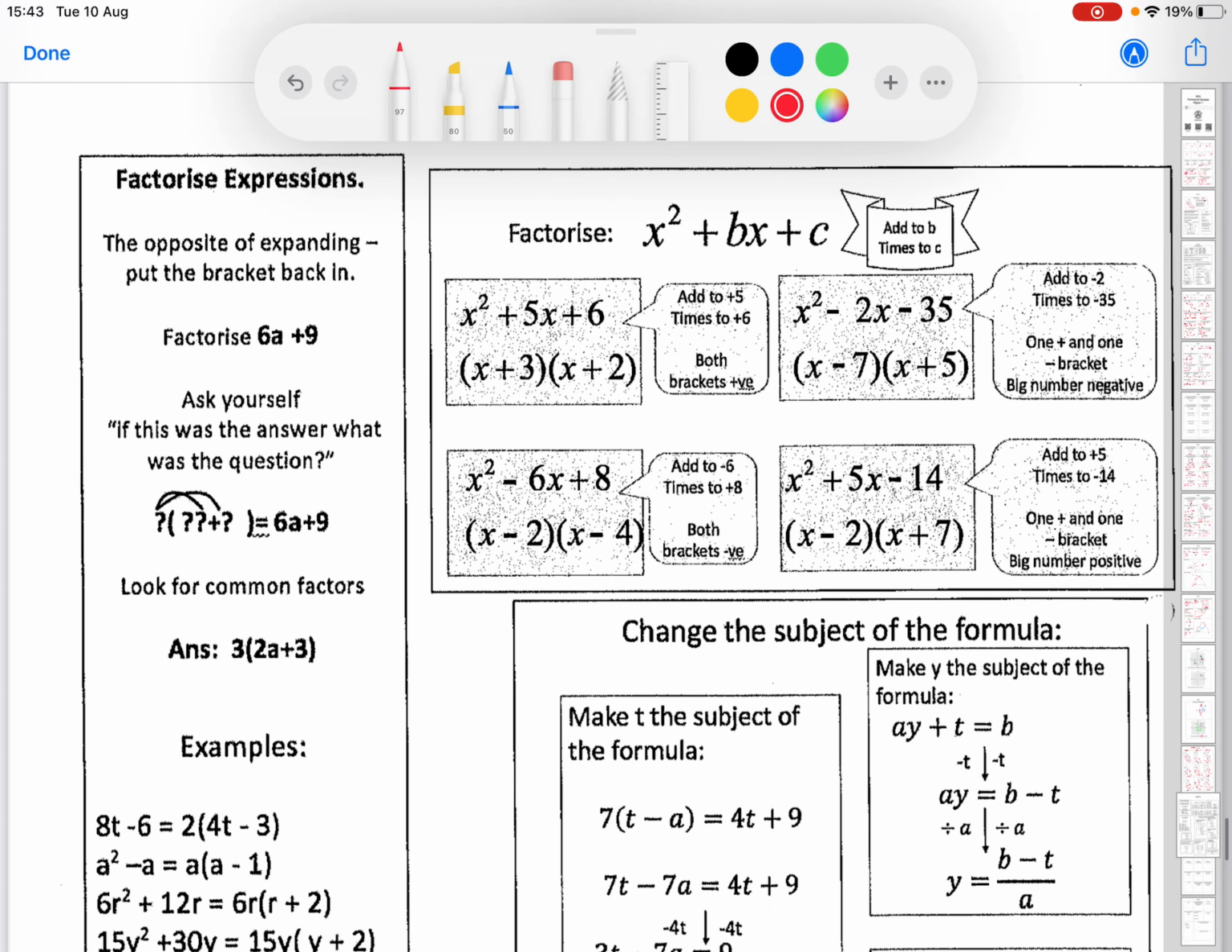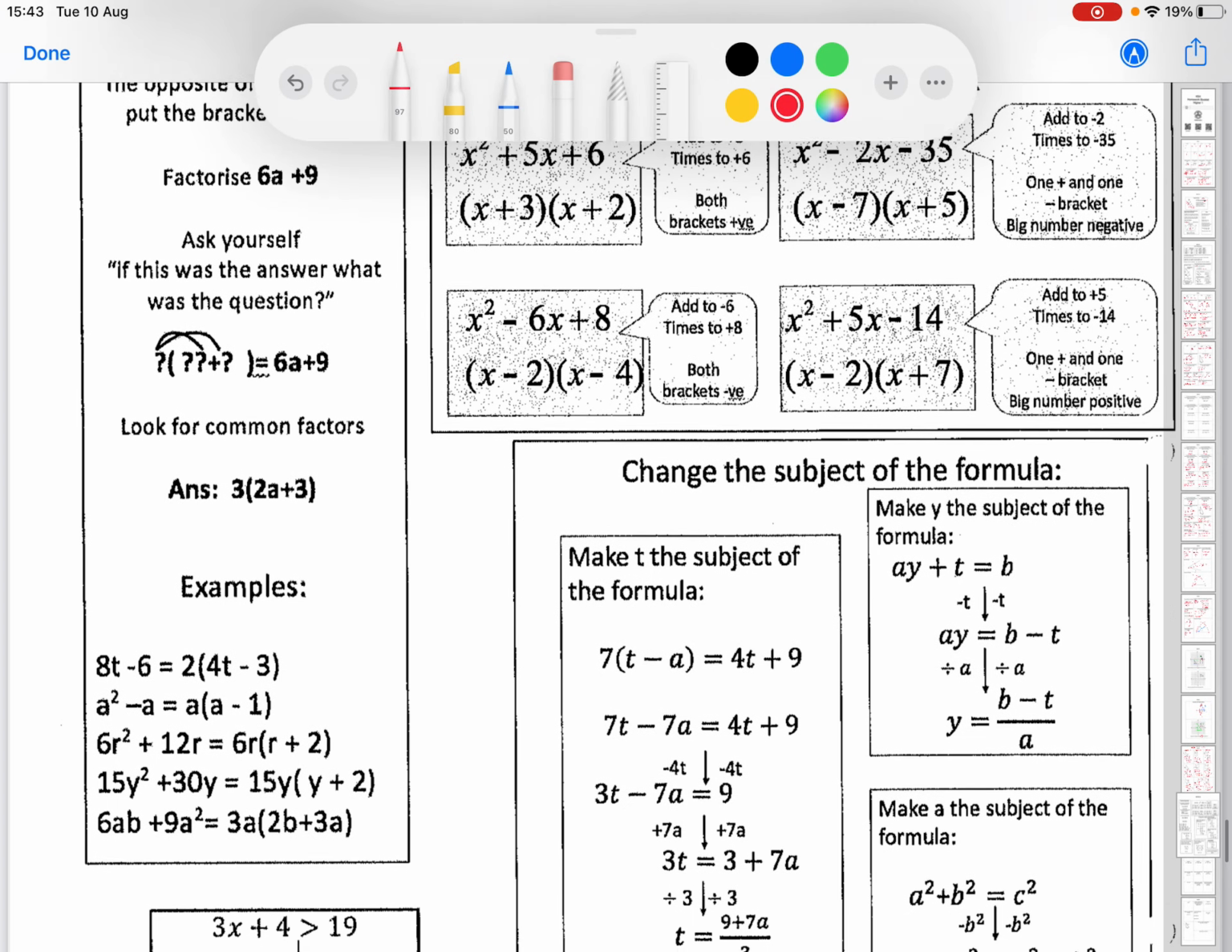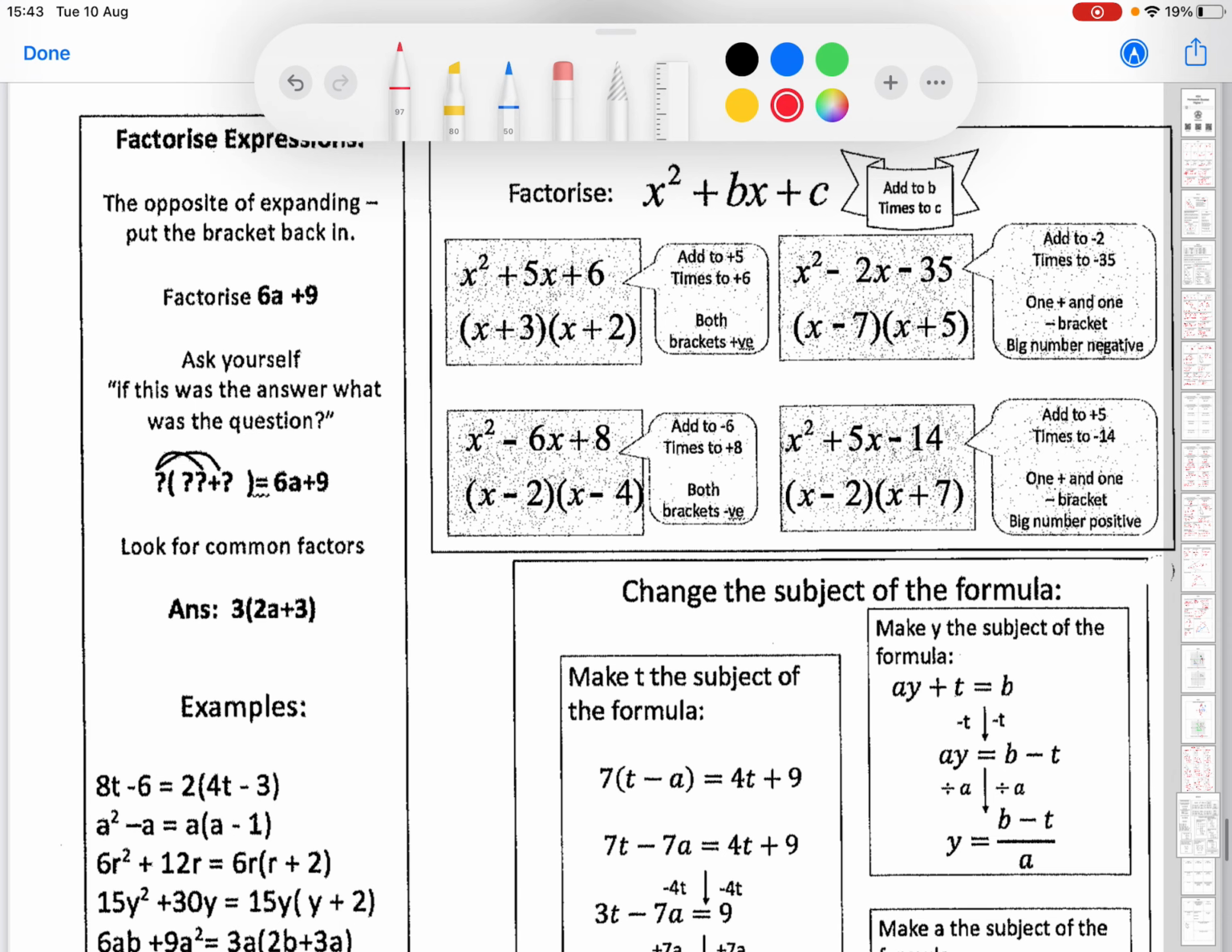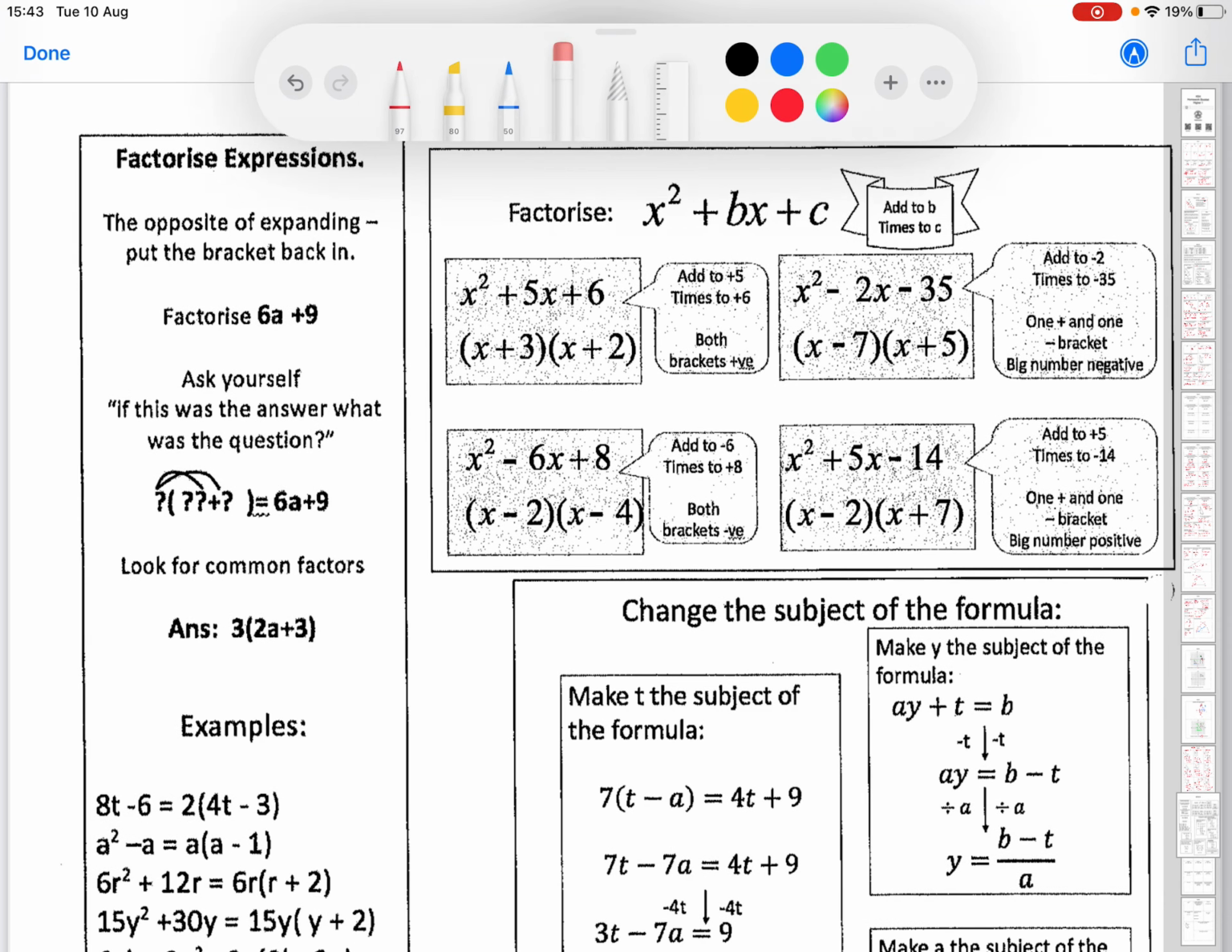Okay, we're going to go through the last skill set now. This is all about factorising and changing the subject. If I just look on the left hand side first, factorising in itself is very straightforward. It's just the opposite of expanding brackets. So you can see here we've got 6a plus 9.